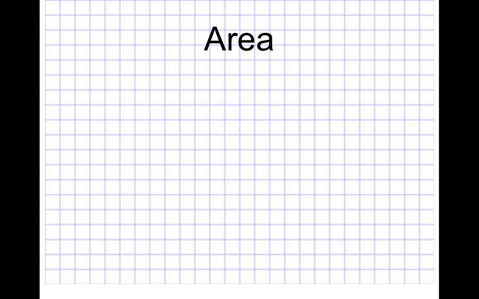Let's take a look at the area of a few very specific kinds of rectangles. A 1 by 1 rectangle would just have an area of 1. It covers up 1 square. This rectangle has an area of 3. It's 1 by 3. This 1 by 4 rectangle has an area of 4.